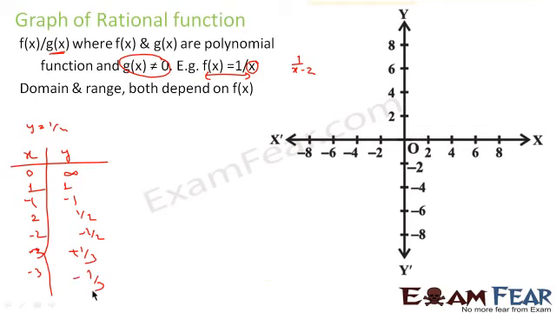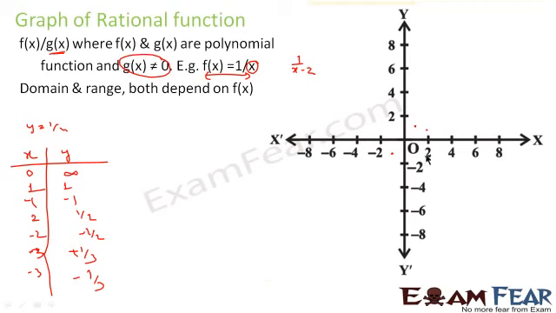Let's plot this. x equal to 0, it's infinite. We can plot this now. x equal to 1, y is 1. x equal to -1, y is equal to -1. This is the point here. x is equal to 2, y is equal to 1 by 2, which is less than this. Correct?